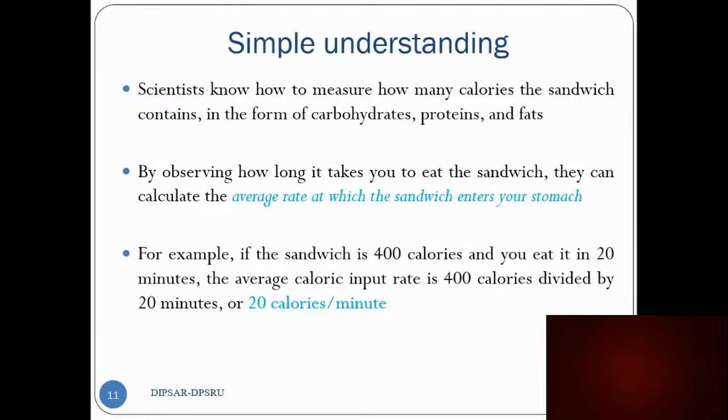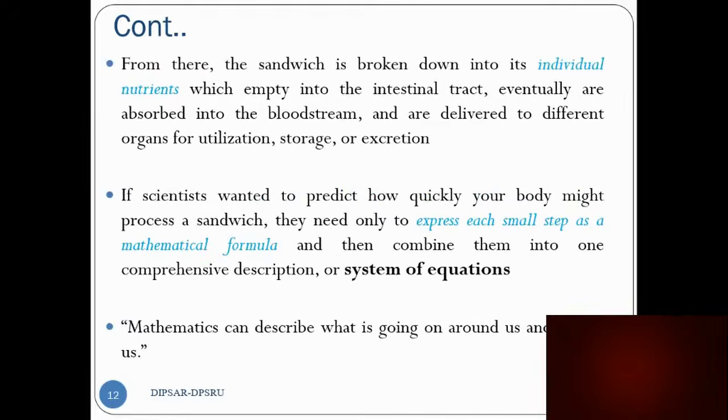Is it very hard mathematics? Of course, the basis is that only. When you apply it to complex case studies it becomes complex, but the basis is that only. So 20 calories per minute, which is broken down into the individual nutrients. All of you are from the biology field, so you know that when you eat a sandwich, it enters the stomach, then it is broken down into individual nutrients, then it empties into the intestinal tract and is absorbed into the bloodstream, then delivered to the different organs for utilization, storage, and excretion. Every one of you knows this process, right?